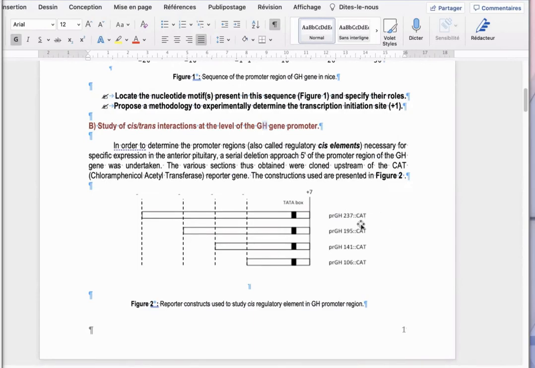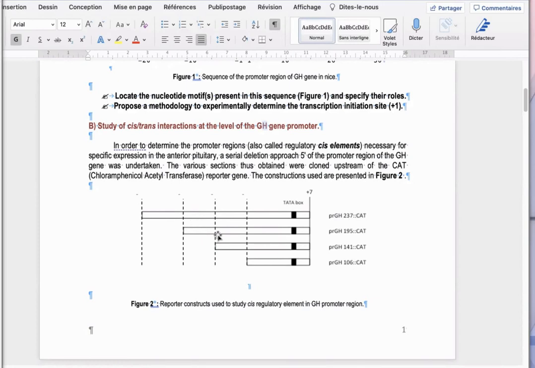Here we are in mammal cells, so the reporter gene that is going to be used in this study is not the GUS gene, but the CAT gene. CAT stands for chloramphenicol acetyltransferase. It's a reporter gene very frequently used in mammal cells. So they generate these constructs. The numbers before the name of each construct correspond to the position, the size of the construct. So for example, PRGH 237 means that the beginning of the promoter is at position 237, and so on.